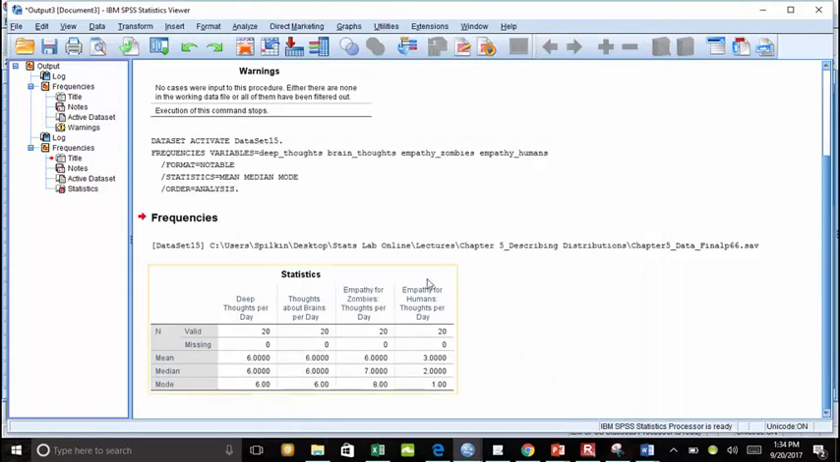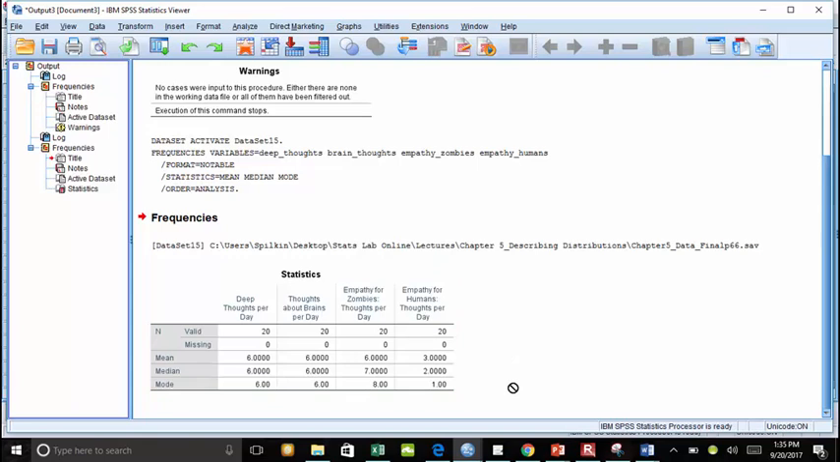Okay, and then over here, empathy for humans thoughts per day, our mean number of thoughts per day is 3, median is 2, mode is 1, and again, the mean would be adding up all the scores and dividing by 20. The median is the middle point. 50% of your scores were below 2, 50% were above 2, and the mode is 1, which is pretty low. So I guess zombies don't have a lot of empathy for humans in terms of their thoughts per day.